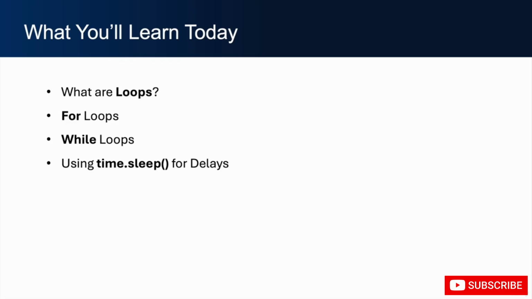Next, let's look at using time.sleep for delays. Sometimes you want your program to pause for a moment between iterations. There, you use something like time.sleep. Let's look at an example here.